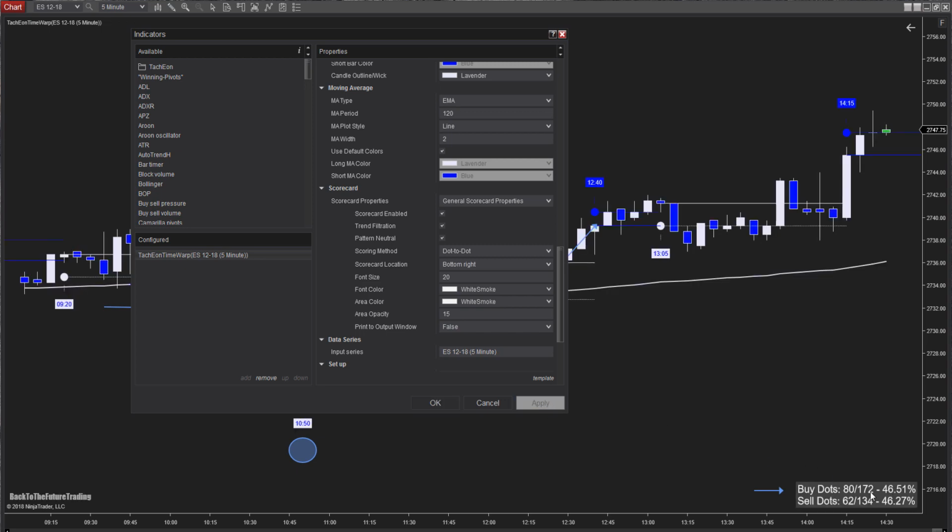Earlier, we had 300 and some odd dots. I don't remember the exact number, but out of that 300, we were sitting at about 45% successful. Now we're at 46% of the buy dots above the moving average. We only have 172. That means the rest of those buy dots came in below the moving average.